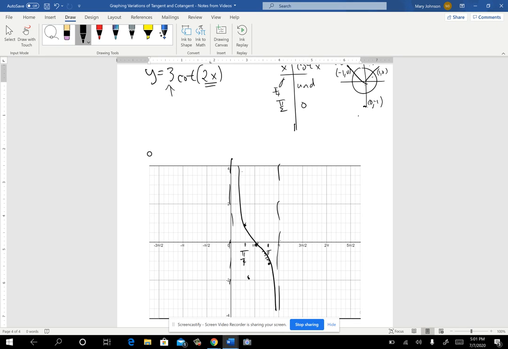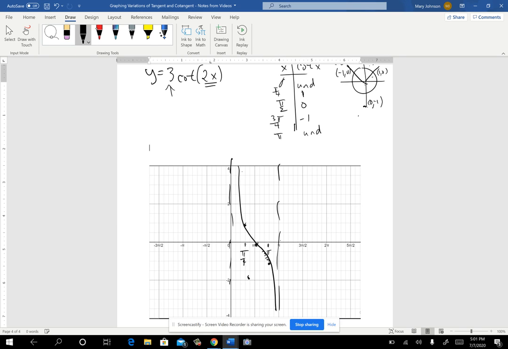So pi over 4 wound up being 1, pi over 2, 0, 3 pi over 4, that's going to be -1, and then pi was undefined. All right, so that's the picture we had for the regular cotangent.